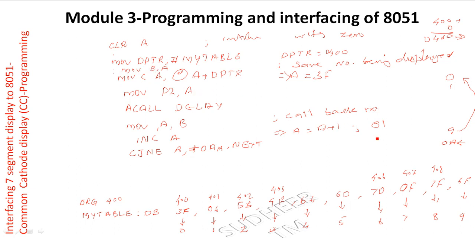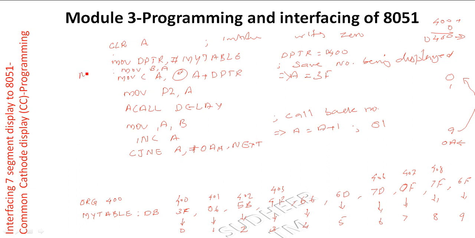Then the present content is 1. So what is the location here? It is 1 plus 400, 401. 401 has the code for 1. That will be taken into the accumulator, and we'll send it to the port. Then we'll delay. Then we'll MOV A, B. We'll call back that 02, then increase, then it becomes 3. Again, it is not equal to 0A, so it will go back to here.